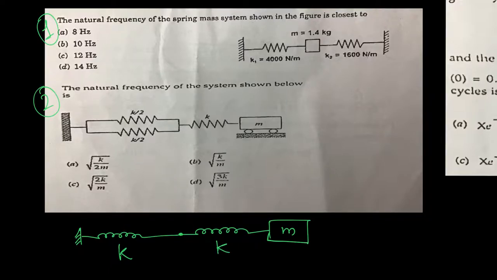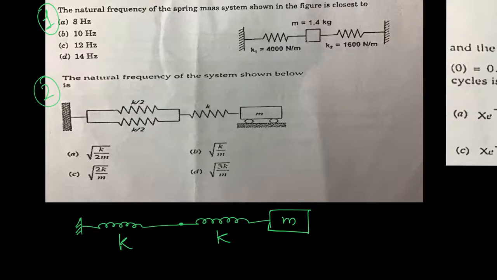Now see, we have two springs now. We have two springs as shown over here. Now what is the net stiffness offered by this particular arrangement of springs?